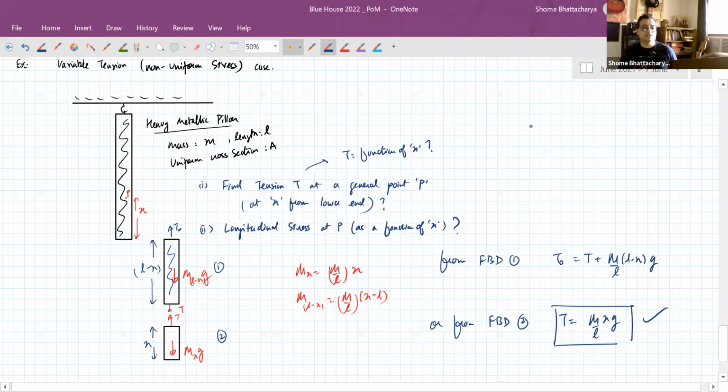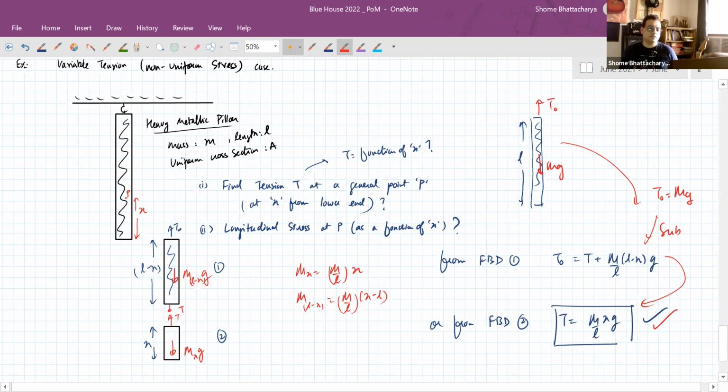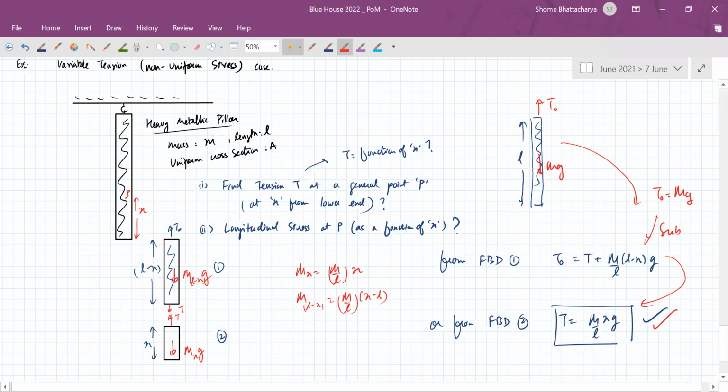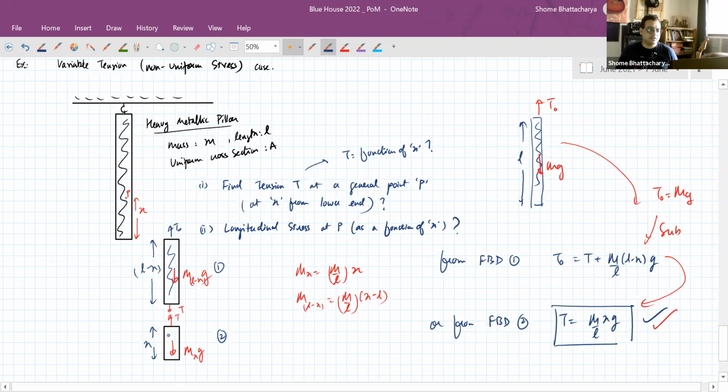Okay. Now also, if you make the full thing's FBD, then you can see that the tension at the topmost point T naught is actually balancing the full thing's weight. So from this you can show that T naught is equal to mg. So if you substitute that here, you will get this for T. There are two ways of justifying this equation. So there's nothing extraordinary here. It's just basic mechanics that we're talking about.